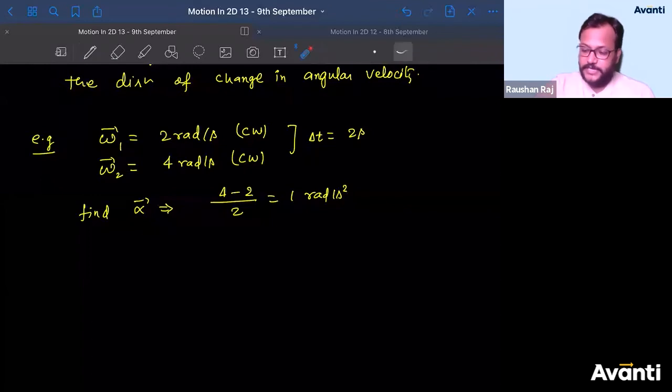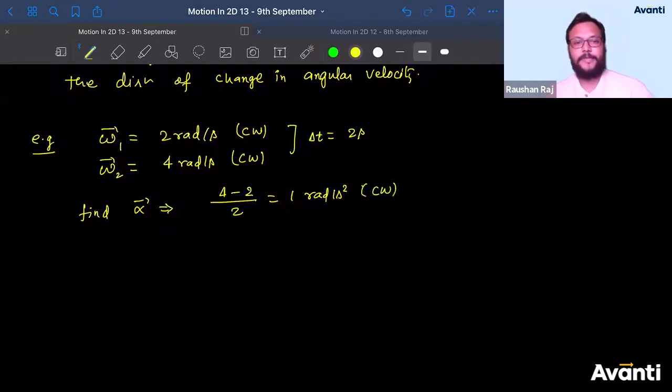I have considered clockwise as positive. I have got +1 only. That means this will be in clockwise direction only. So what is the direction of angular acceleration? Clockwise. All right. Let me take some other example.